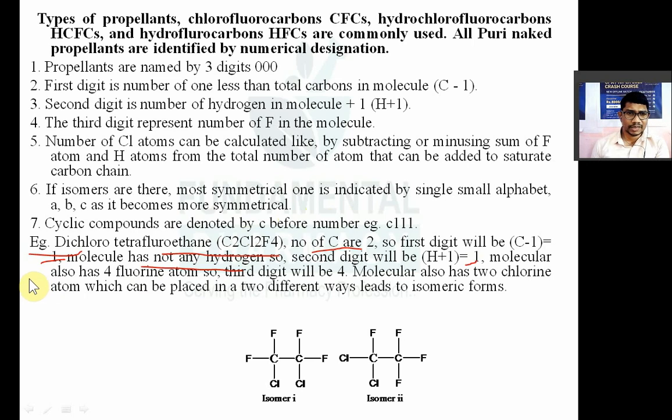अगर फ्लोरीन नहीं है तो फिर 0 आएगा. डाइक्लोरो इथेन जैसे डाइक्लोरो इथेन आएगा तो प्रोपेलेंट 11 लाइक दिस. The molecule also has 2 chlorine atoms which can be placed in 2 different ways to get isomeric forms. इस isomeric form आएंगे. Now isomer 1 is having more symmetry than the second, so designated as propellant 114 and propellant 114A respectively.